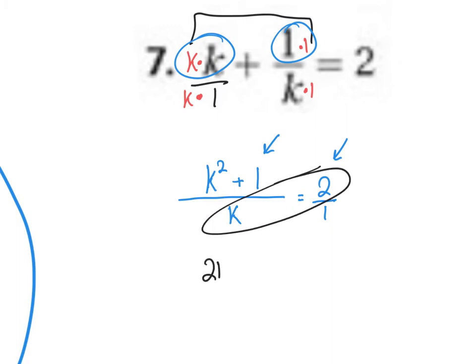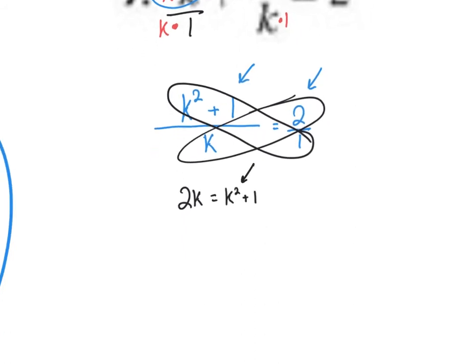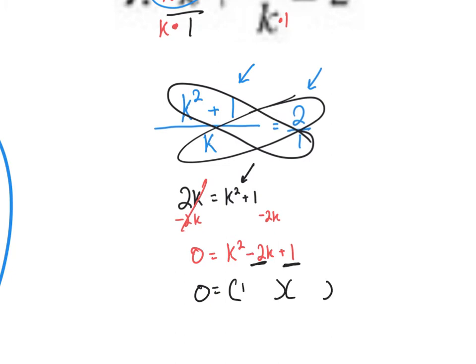All right, 2 times k is 2k equals 1. Distribute that 1 across, k squared plus 1. Okay, if you see a quadratic, what do we need to do? Get a 0 on one side. Subtract 2k, subtract 2k. 0 equals k squared minus 2k plus 1. All right, can I break this into two parentheses? Two things that multiply to positive 1 and add to negative 2. Think, think, think. Negative 1, negative 1.